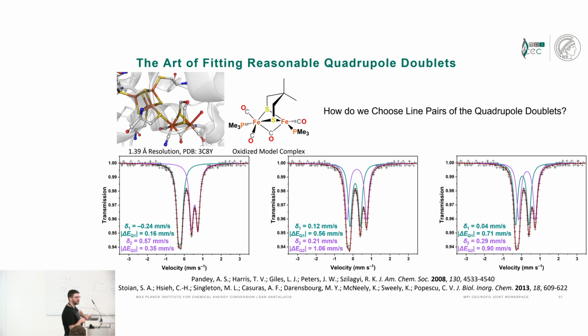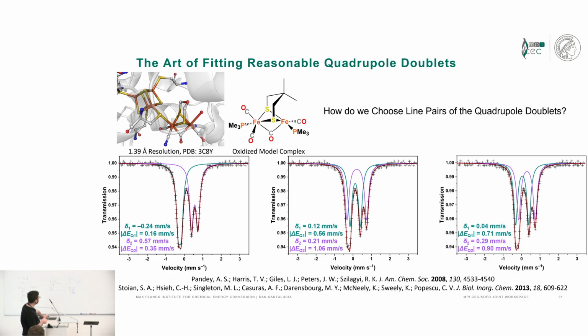I have 3 options, actually. I could model it this way, where I have a green quadrupole doublet modeling these 2 peaks on the left and the purple one modeling the 2 peaks on the right. I could go purple, green, green, purple. Or I could go green, purple, green, purple. How do I know which is good?